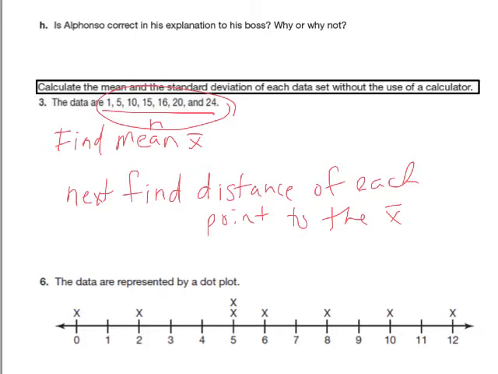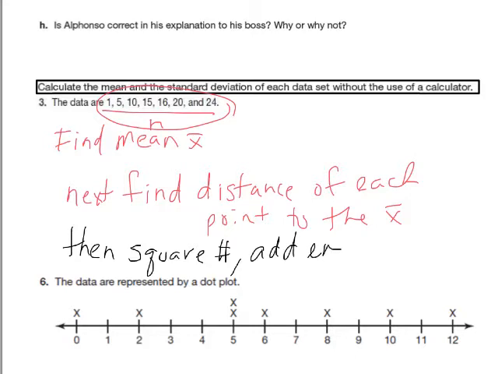But for example, let's pretend the average was 15. Just pretend it's 15. So say, how far is 1 from 15? Well, that would be 14. And then each of those, you need to square it. Square each number. Then add them up.